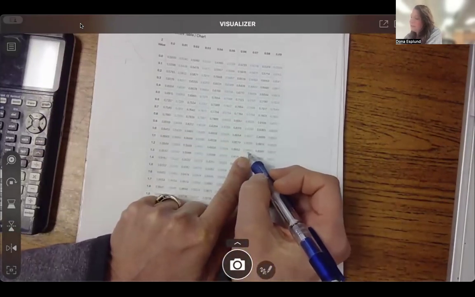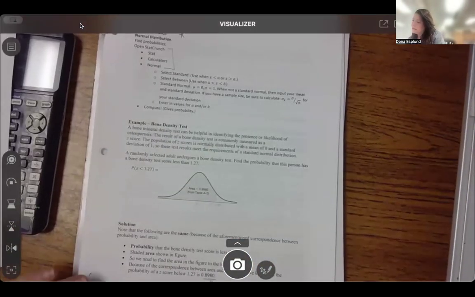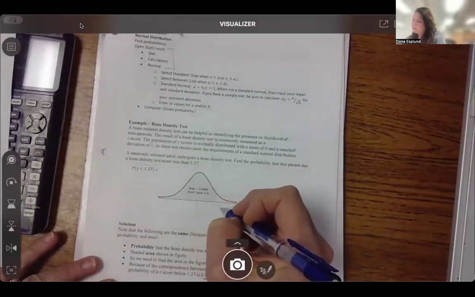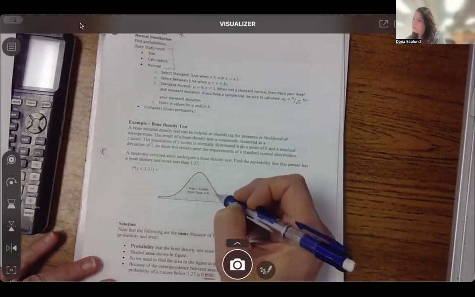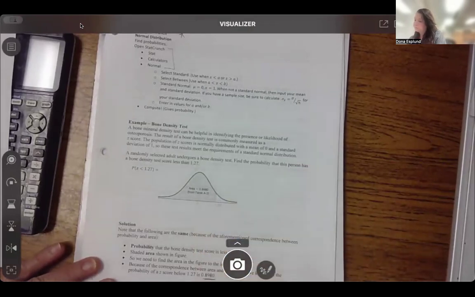So it's 0.8980. And so what that means is that the probability that you have a z-score of 1.27 would be 0.8980.